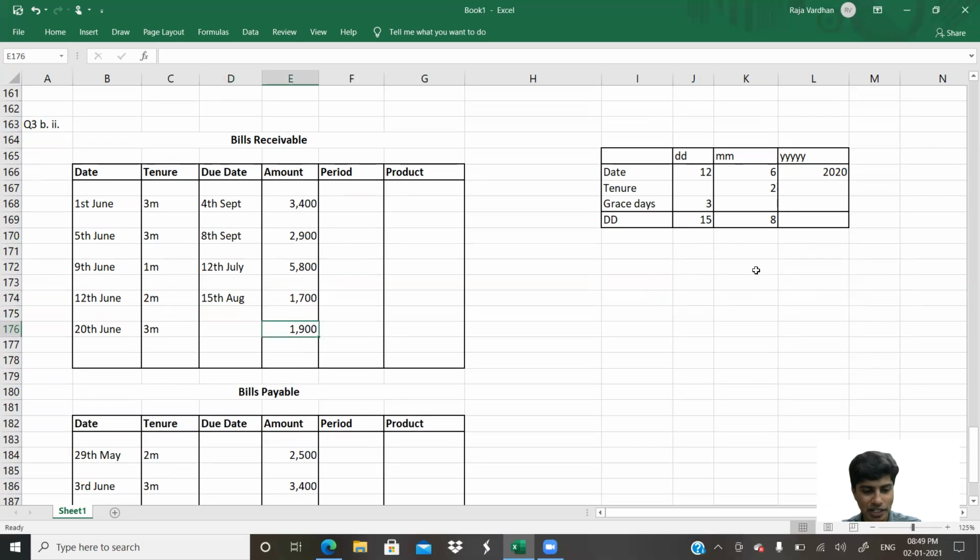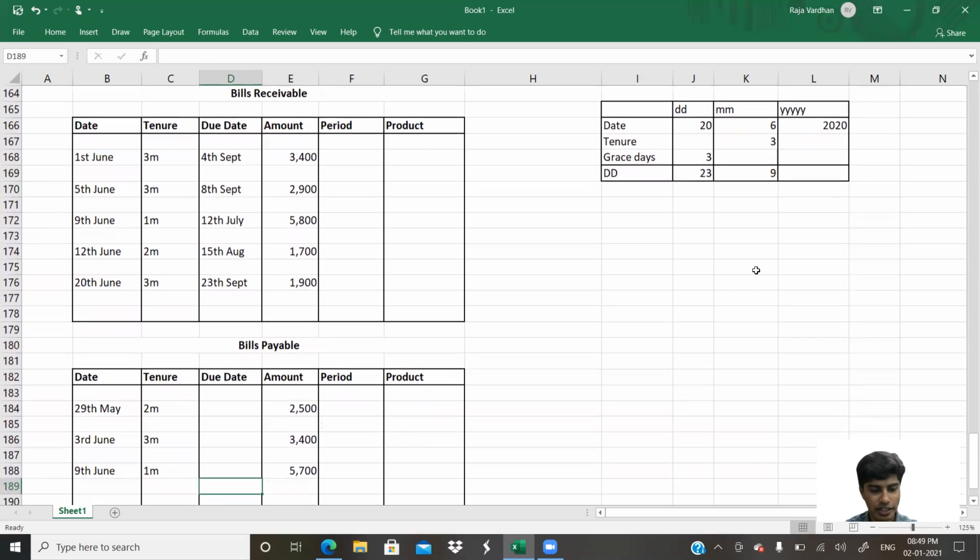Next, 20th of June. How many months? 3 months. How much does that become? This becomes 9. 20 plus 3, 23. 23rd of September. I couldn't actually show the real trick here. This becomes a very beautiful thing to do when there are more than 31 days, like 20th plus 30 days or 35 days. When that comes, it becomes beautiful. Couldn't show it here, but it's okay.